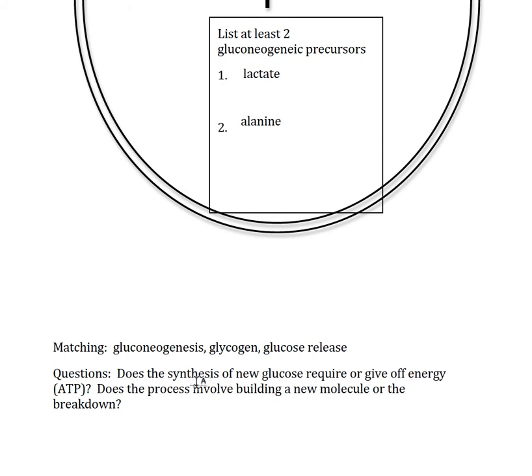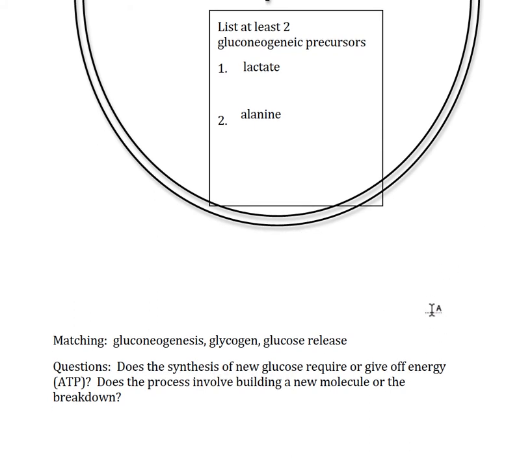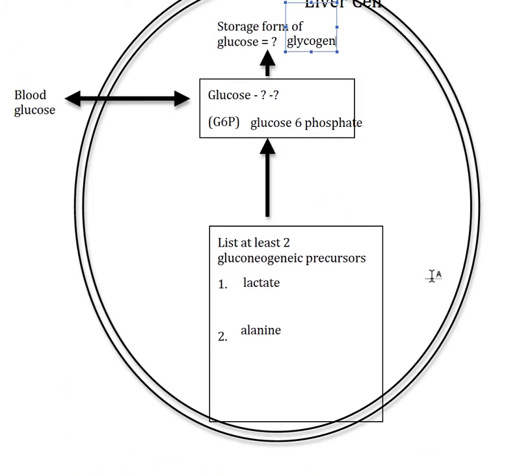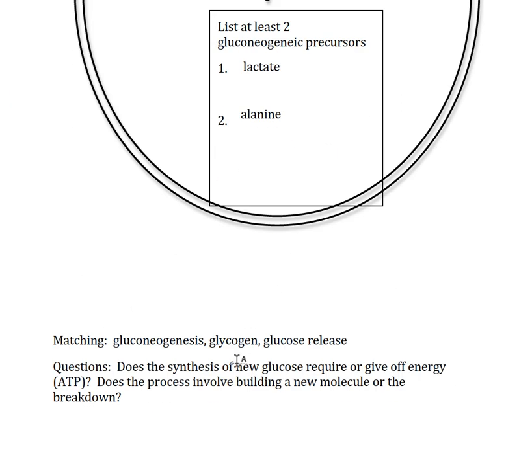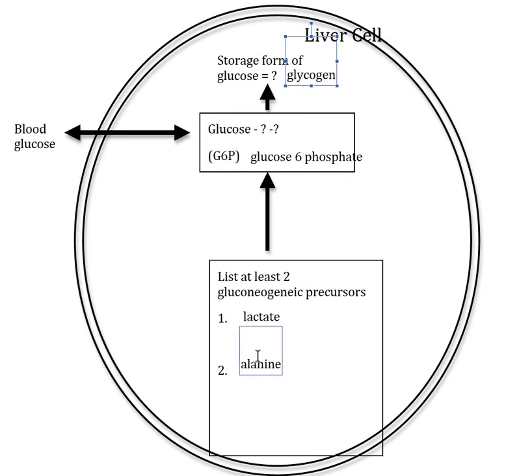Does the synthesis of new glucose require or give off energy or give off ATP? Well, in this process, we're building a new molecule. So building a new molecule will require ATP or require energy. So it's considered endergonic, meaning energy is required to build this new glucose 6 phosphate molecule. So it's a building of a new molecule, not breakdown. So gluconeogenesis is building this new glucose 6 phosphate molecule.